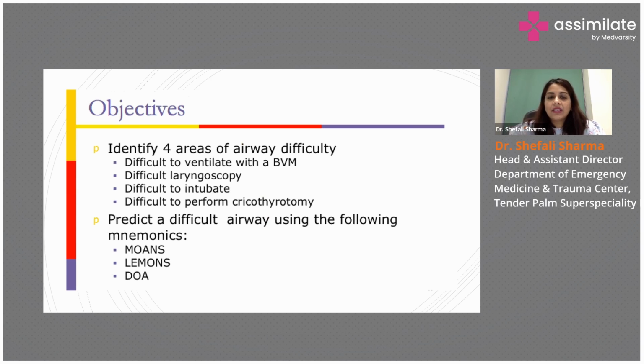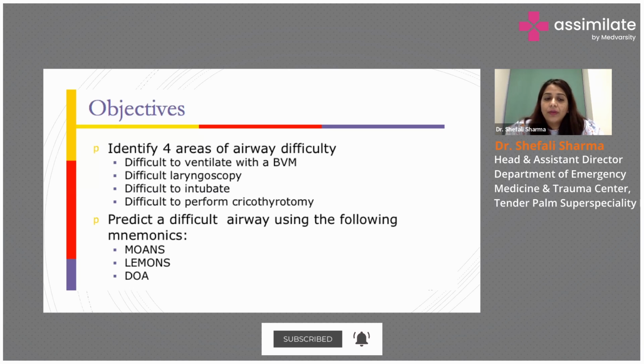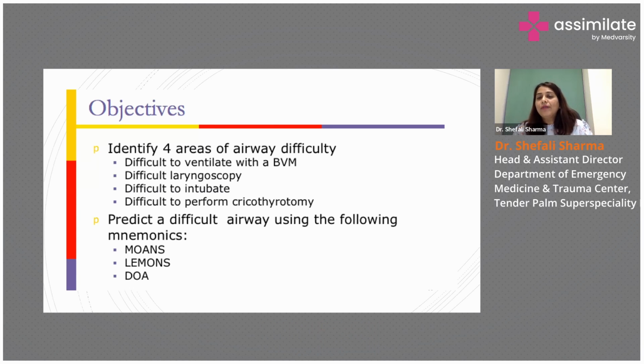Our objective is first to identify four areas of airway difficulty. If I go ahead with bag mask ventilation, will I find it difficult? Is there any difficulty in bag mask ventilation? That is the first one. Then if I put in a laryngoscope, will there be difficulty in laryngoscopy? Or if I put in a tube, will there be difficulty to intubate? Or is there a difficulty in performing cricothyrotomy? Now, for predicting a difficult airway, you always have to use mnemonics like BONES, LEMON, and DOA.